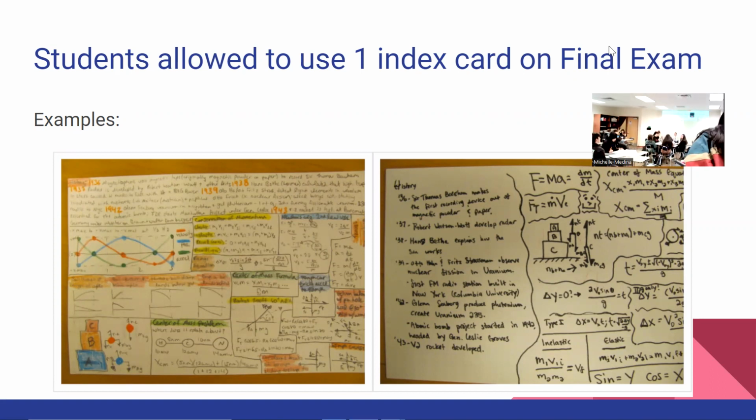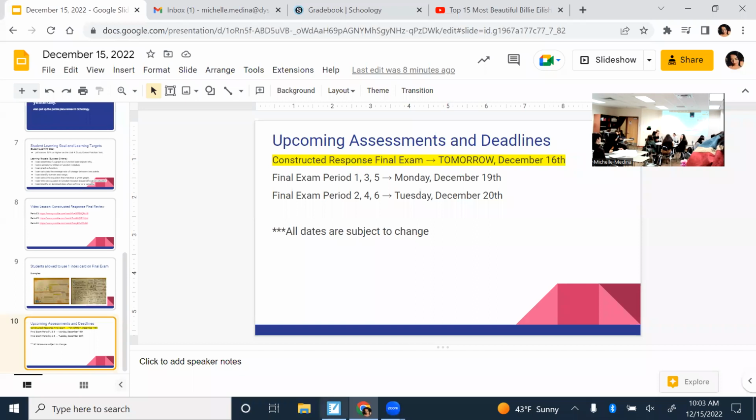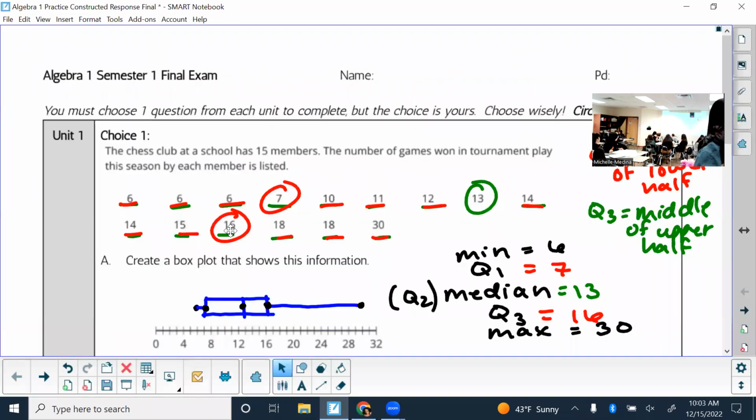Something else that could give you a boost for tomorrow is doing more than just your minimum of one choice per unit. If you decide to do more than that, it will not hurt you at all. It can only benefit you, assuming that it's right, and really you could get a 200% on that portion if you get everything right. So it's a great way to get some extra credit on your final exam.